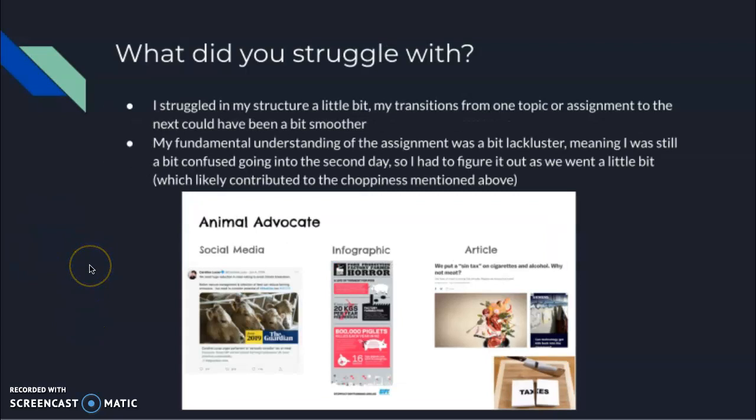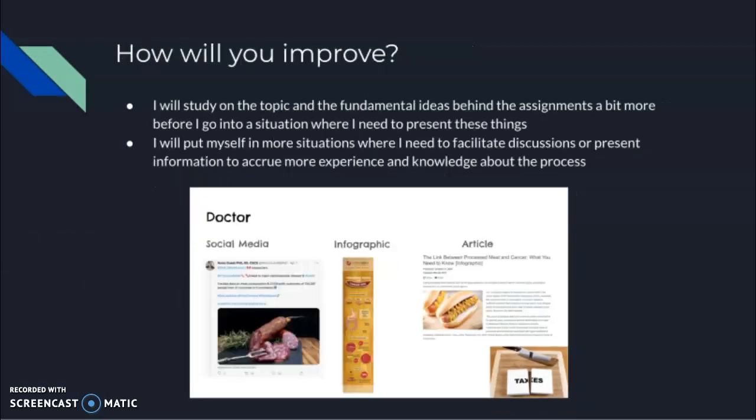So what did I struggle with? I struggled in the structure a little bit, in the transitions from one topic to the next. And my fundamental understanding of the assignment was a bit lackluster, basically just because I thought I didn't have any questions before we were supposed to start presenting, but as soon as we started, I found there were some that showed themselves. But at the end of the day, I got it all figured out, and it was relatively smooth, but it could have been smoother if I would have had those questions answered before.